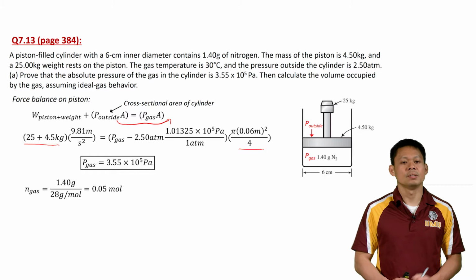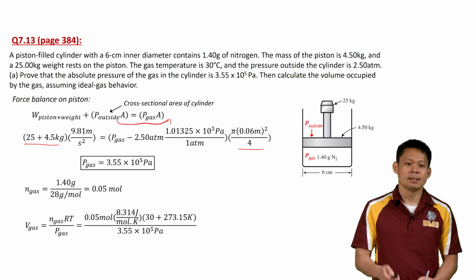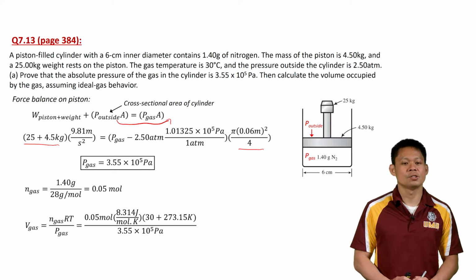We have the mass. We divide that by the molecular weight. We have 0.05 moles of nitrogen. Now we can use our ideal gas law, V equals nRT over P. Make sure that the units are consistent.